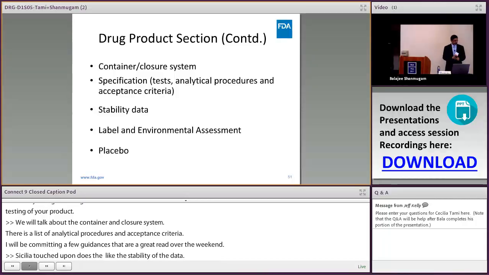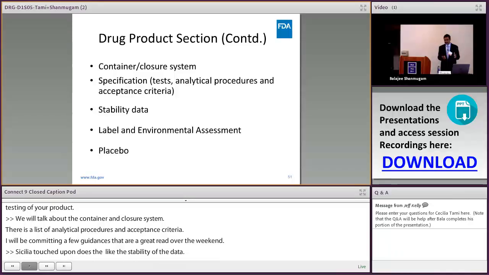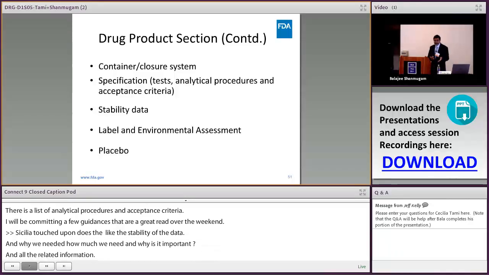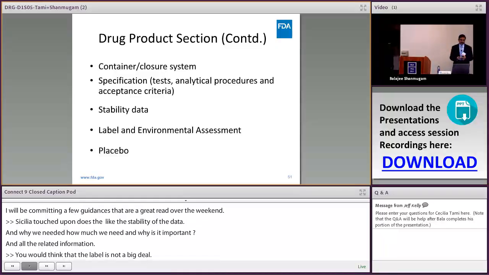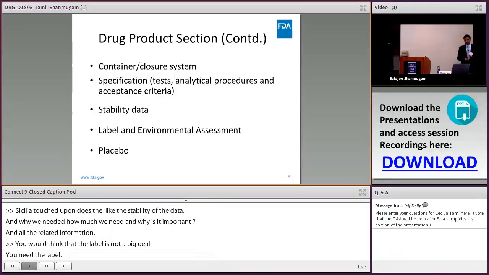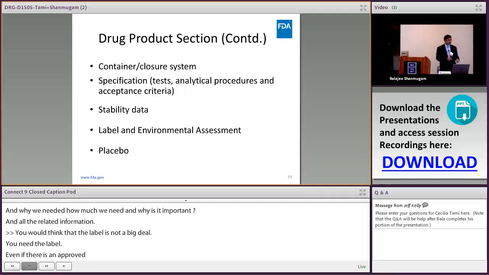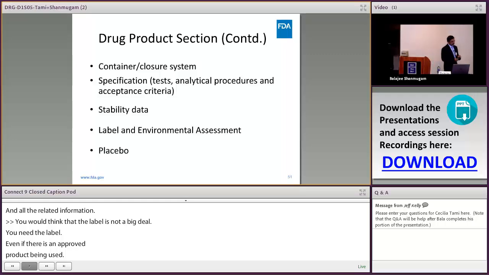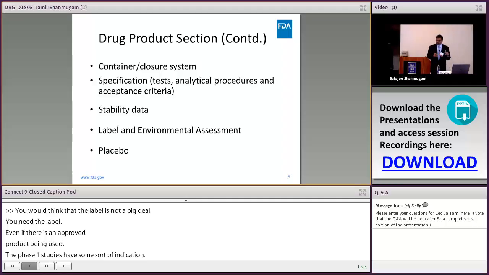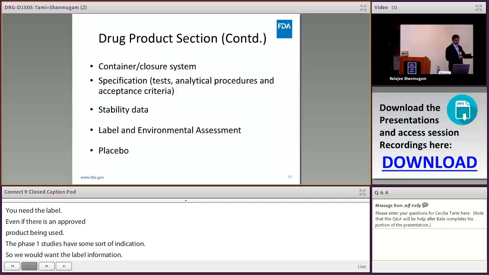Label and environmental assessment. You would think label is not a big deal. It's a CFR requirement. We need the label, irrespective of whether it's a research IND or a commercial IND. Even if there is an approved product being used, because the approved product was used for a particular indication, but the phase 1 study is probably for some other indication. So we would want the label information. If you've looked at the CFR, you know what I'm talking about. We need the cautionary statement with all the other information that's very relevant as it goes to the clinical trials, the trial site. And then placebo.